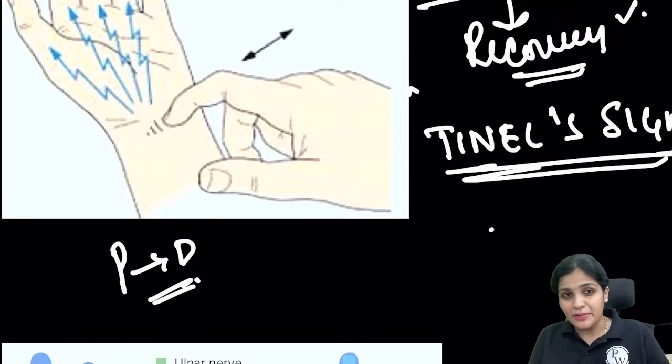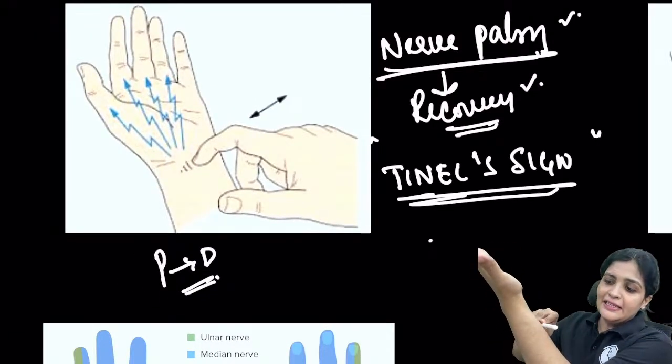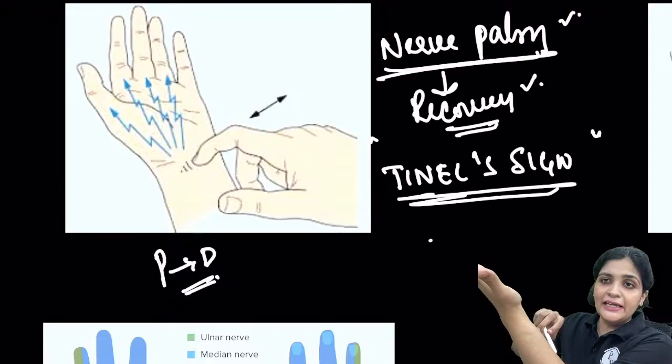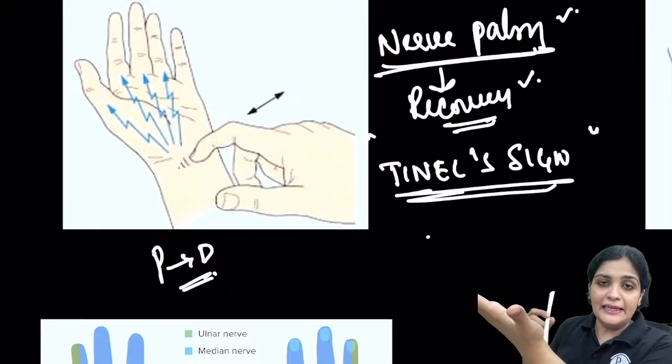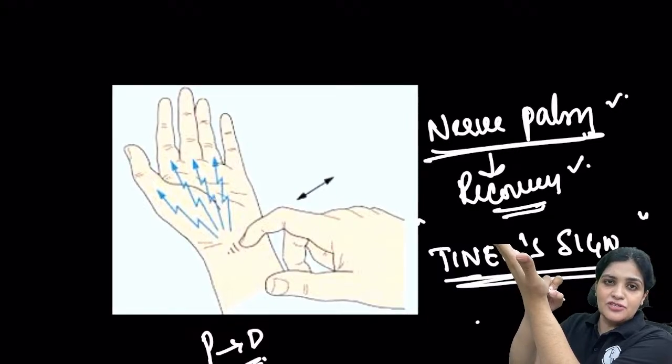Is that clear? Proximal to distal. So if there is a cut here, the recovery is from proximal and it comes like this to the distal.